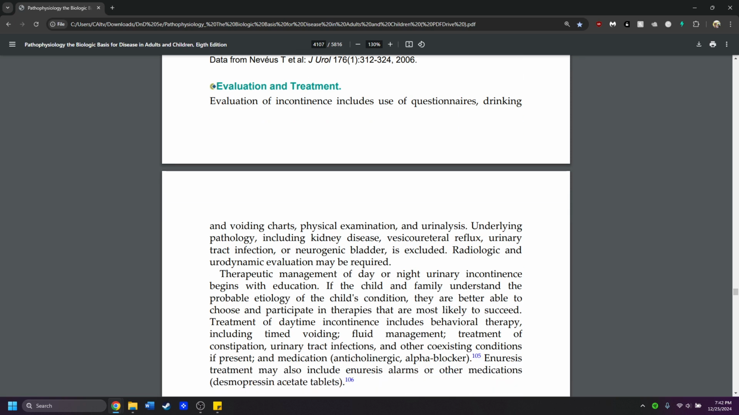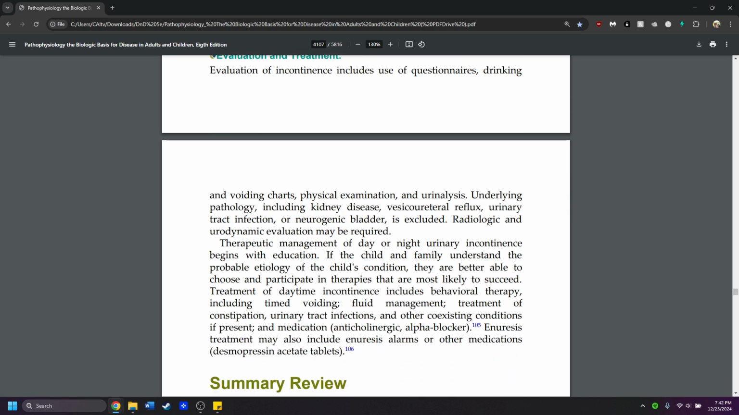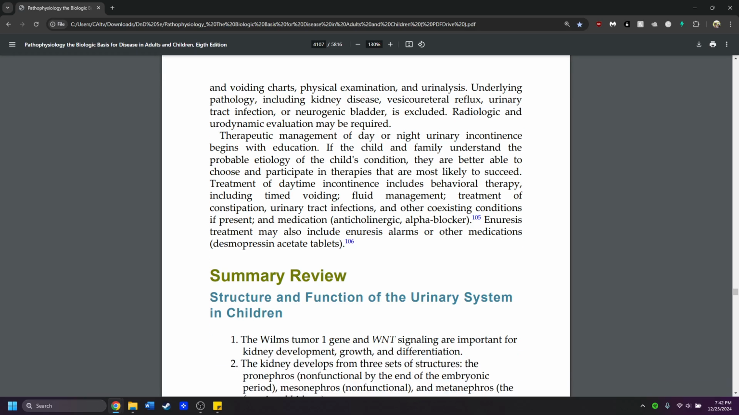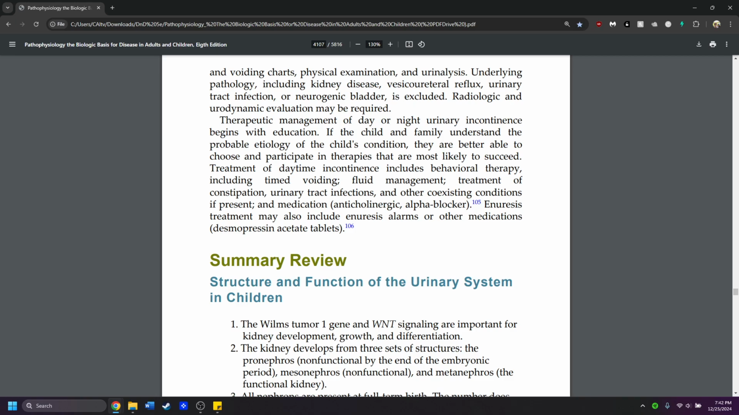So our evaluation of incontinence includes use of questionnaires, drinking and voiding charts, physical examination, and a urinalysis. Underlying pathology, including kidney disease, vesicoureteral reflux, urinary tract infection, or neurogenic bladder, is excluded. Radiologic and urodynamic evaluation may be required.